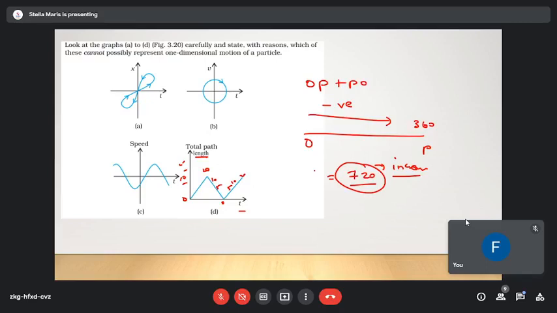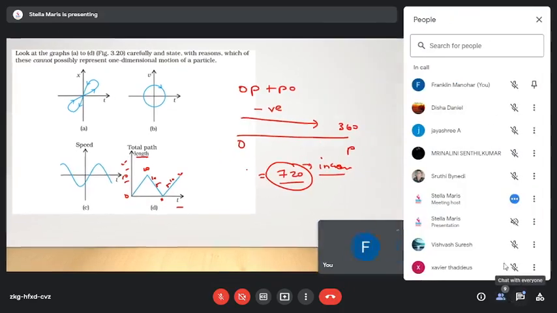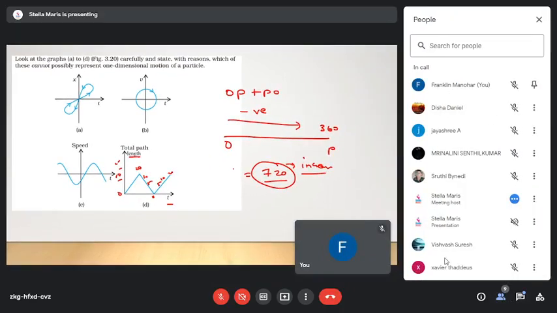So is everybody clear with this? Disha, Jayashri, Mona, Vishwa, clear? Yes, sir. Understood, sir. Okay.